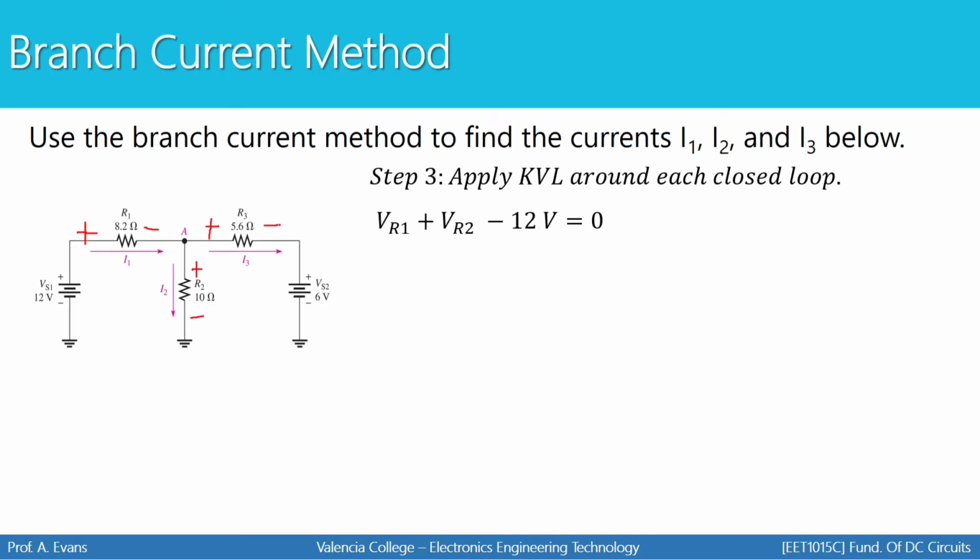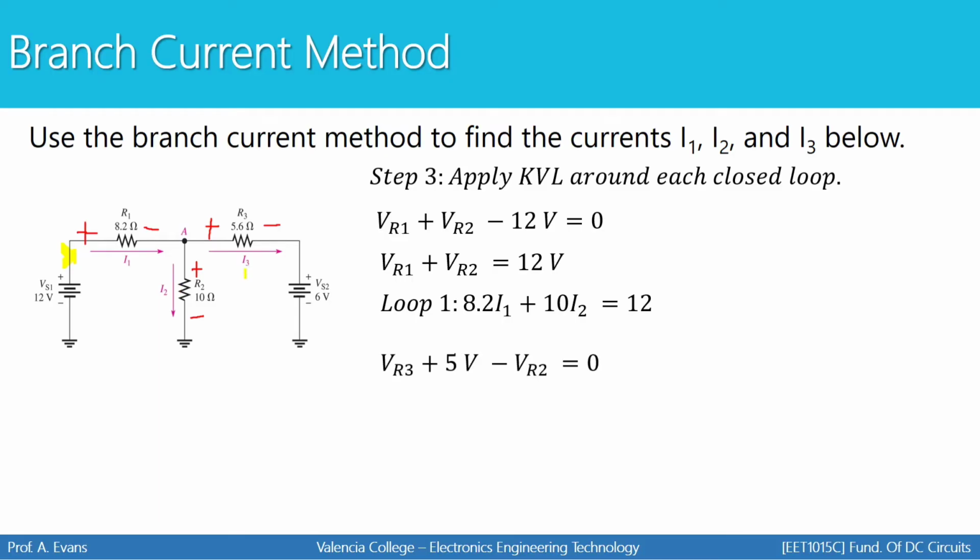Now we're going to apply KVL around each closed loop. For the first loop, I'm going to start right here, go around clockwise, VR1 plus VR2 minus 12 equals 0. Simplify that. And then replace each voltage with its Ohm's law equivalent. V equals I times R. So VR1 has to be 8.2 times I1. VR2 has to be 10 times I2. There's my first equation.